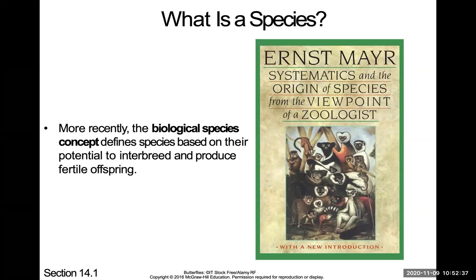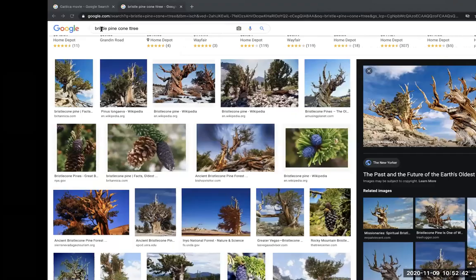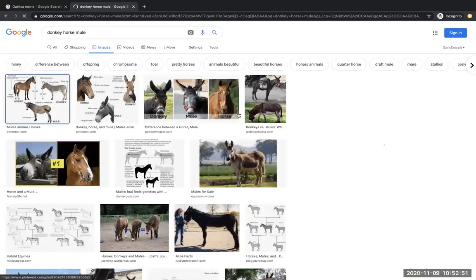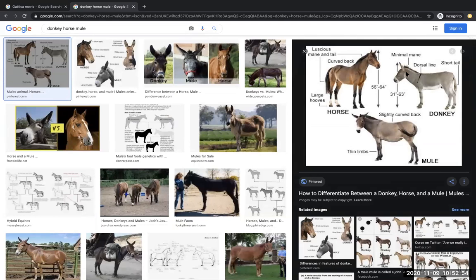You guys remember the horse, mule, and donkey example? If not, let me show you one more time. If a horse and donkey mate, they can produce a mule, and the mule is not able to reproduce. Therefore, they're different species. Now, this doesn't happen naturally. This happens in human captivity, usually because mules are good animals to do the labor. This does not happen in nature.